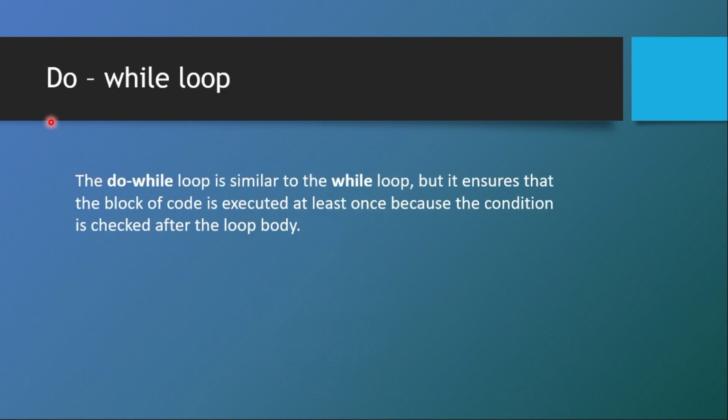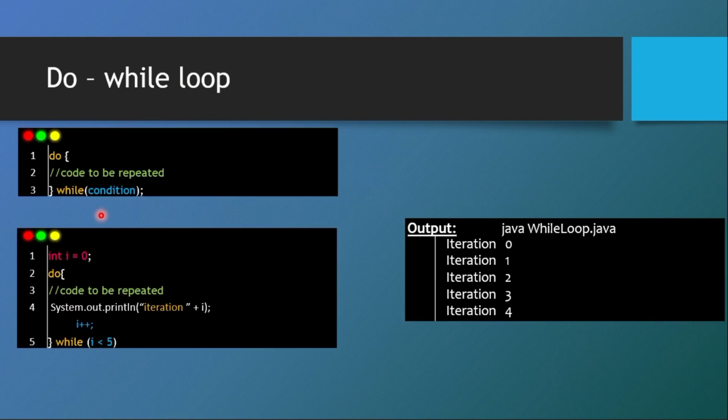So we also have something called a do-while loop, and the do-while loop is similar to the while loop, but it ensures that the block of code is executed at least once before the condition is checked after the loop body. So we have the syntax here, we have do, we open up our brackets there, and then we say code to be repeated, and then we have while the condition. So this is our syntax.